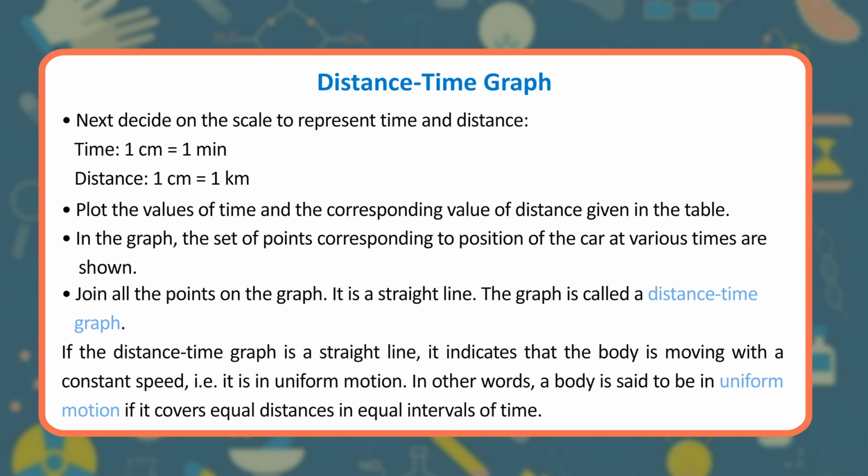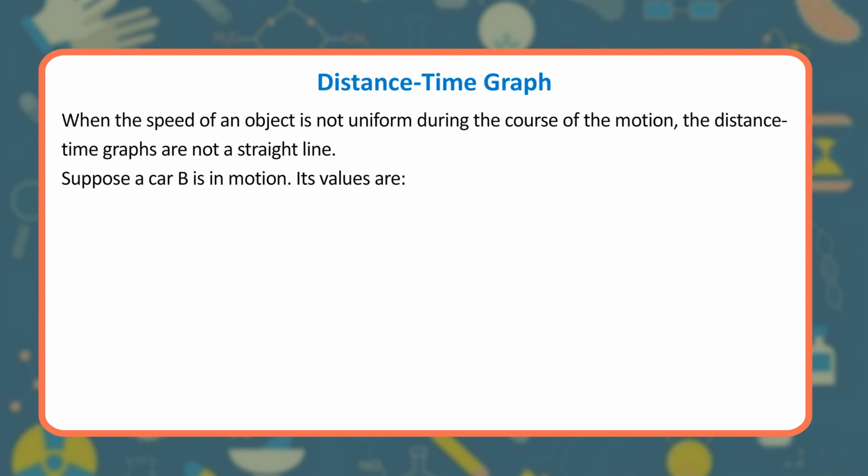If the distance-time graph is a straight line, it indicates that the body is moving with a constant speed, i.e., it is in uniform motion. In other words, a body is said to be in uniform motion if it covers equal distances in equal intervals of time. When the speed of an object is not uniform during the course of the motion, the distance-time graphs are not a straight line.